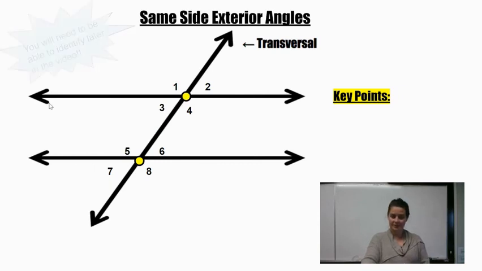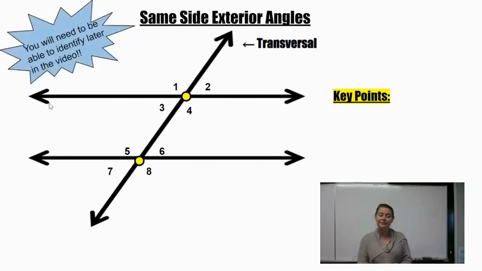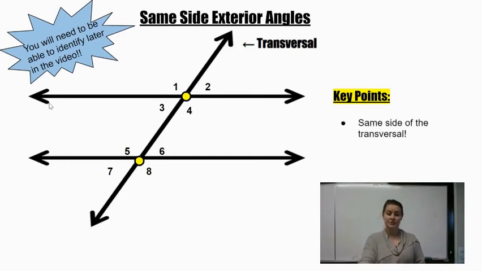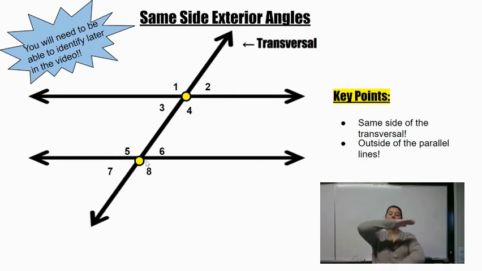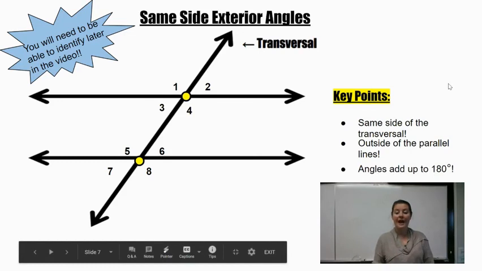Now let's do same side exterior. Remember, you need to be able to identify these later in the video, so make sure you're paying attention. They're on the same side of the transversal, so they both need to be on the left or they both need to be on the right. They're outside of the parallel lines. We just did same side interior, same thing, they're on the same side of the transversal, but those are inside of the parallel lines. Now we're doing same side exterior. So here are our parallel lines, and it needs to be outside of those parallel lines, exterior of the parallel lines, or outside of the sandwich. And these angles also add up to 180 degrees, which makes them supplementary again.